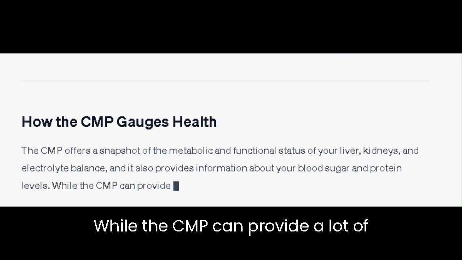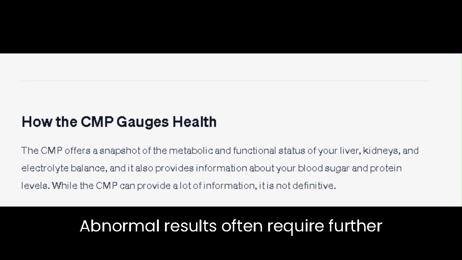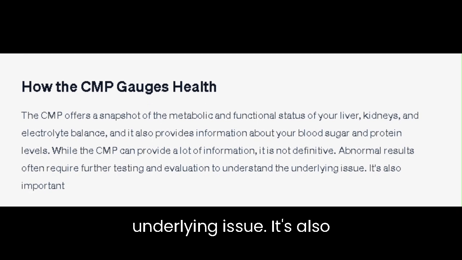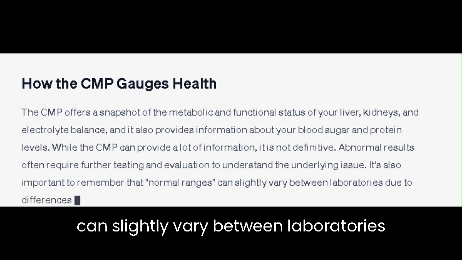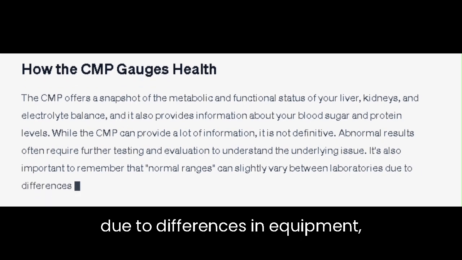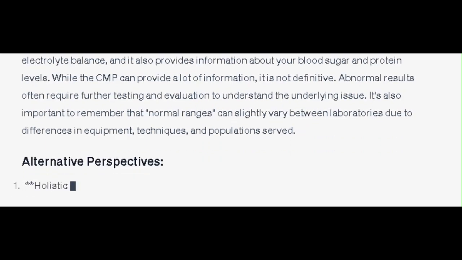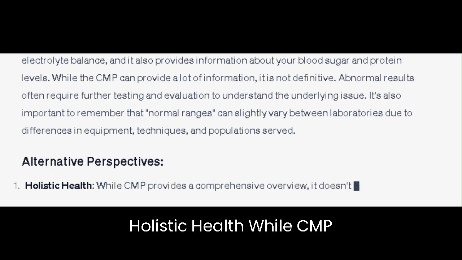While the CMP can provide a lot of information, it is not definitive. Abnormal results often require further testing and evaluation to understand the underlying issue. It's also important to remember that normal ranges can slightly vary between laboratories due to differences in equipment, techniques, and populations served. Alternative perspectives. Holistic health.